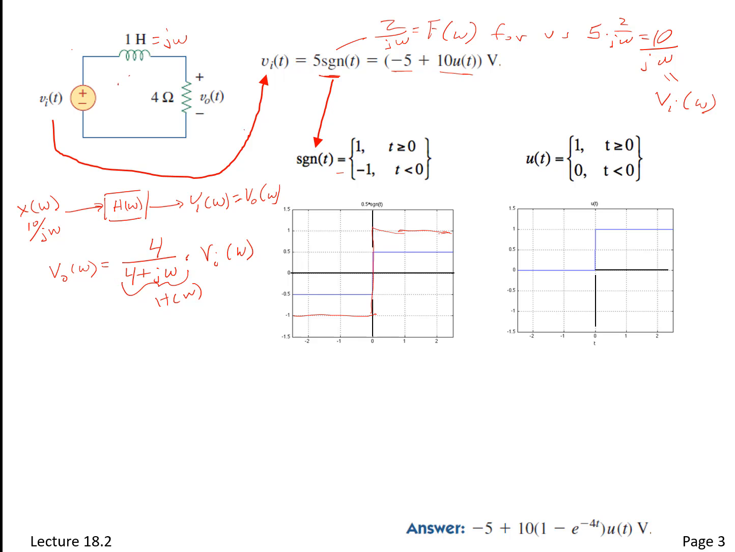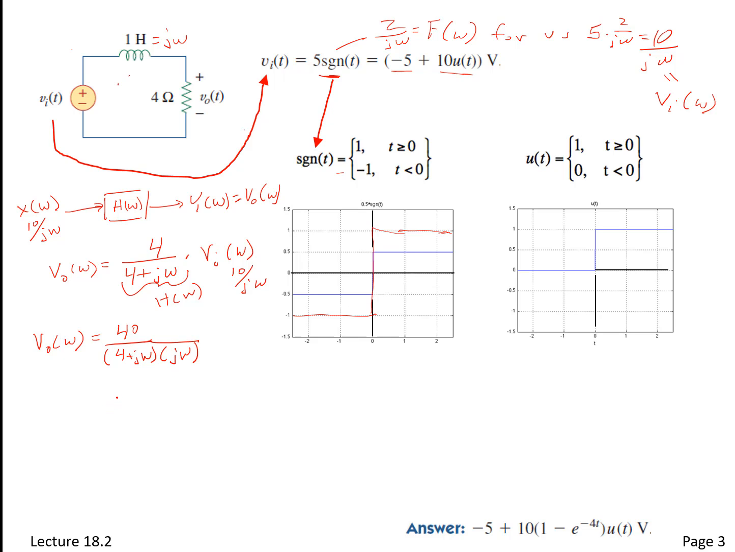So all we have to do now is figure this out. We have V in terms of omega. This is our 10 over j omega. We just now have to get this in a convenient form to be able to pick results out of a table, to unpack the thing, right? So we can say now that V out of omega is what? 40 over 4 plus j omega times j omega.